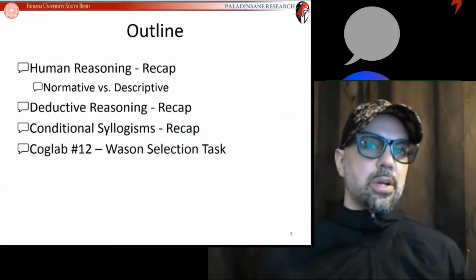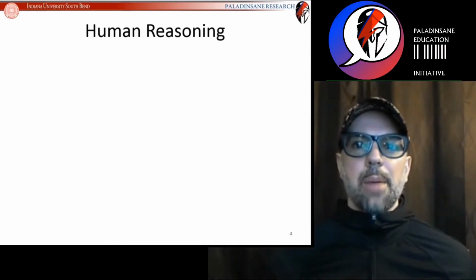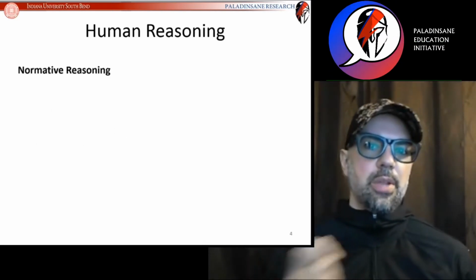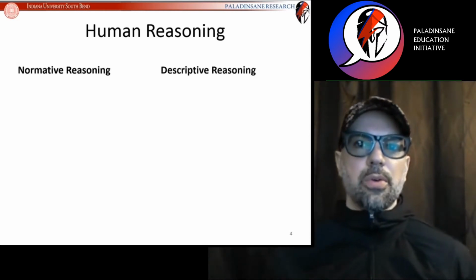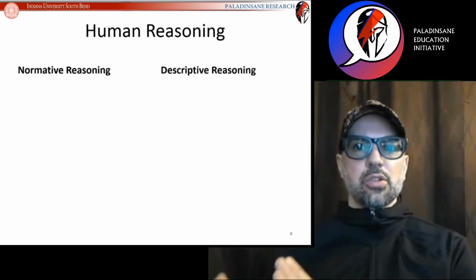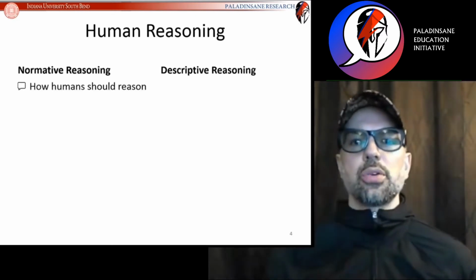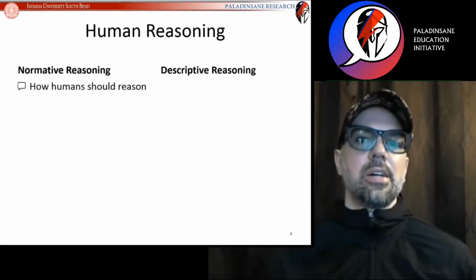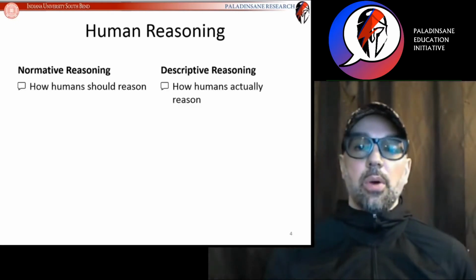So we just used the terms normative versus descriptive reasoning. That's where we're going to start our recap, because that's a very important distinction that we must be very clear on. When you're studying human reasoning, you distinguish between normative reasoning and descriptive reasoning. Normative reasoning is how humans should reason. That's the ideal of what we should be doing. And descriptive reasoning is what we actually do.